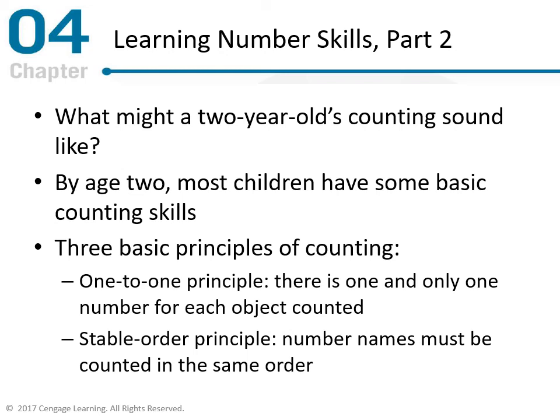What might a two-year-old counting sound like? Disorganized, maybe not in the right order. 2, 4, 8, 9, 10. But they know that they're numbers. They know they need to go in some kind of order, and they know they have some kind of value. At 5 months, researchers found that infants can distinguish two objects from three objects, and three from four, a difference in quantity. So even at 5 months, there's some understanding of numbers and value.